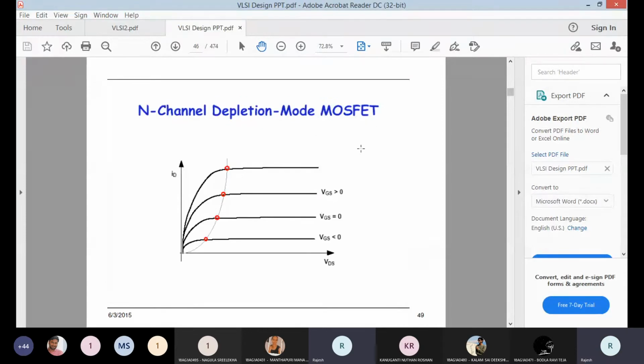So this is again the characteristics for NMOS. If you see the middle diagram, VGS is 0, and VGS is negative. Still we can show the linear region, saturation region and current conduction, because the channel already has electrons in it. So a gate voltage of 0 volts is also useful for current conduction.